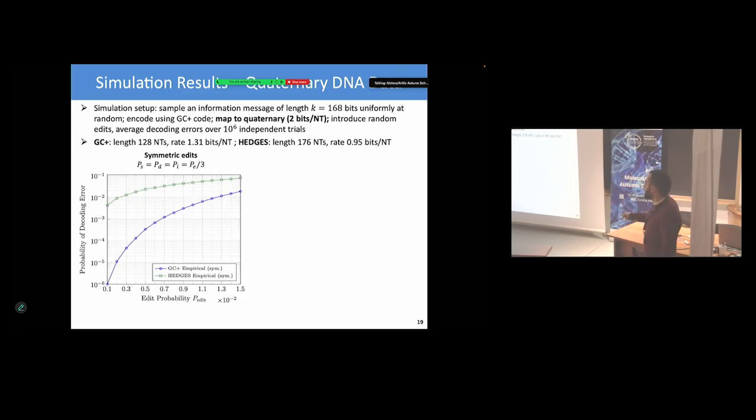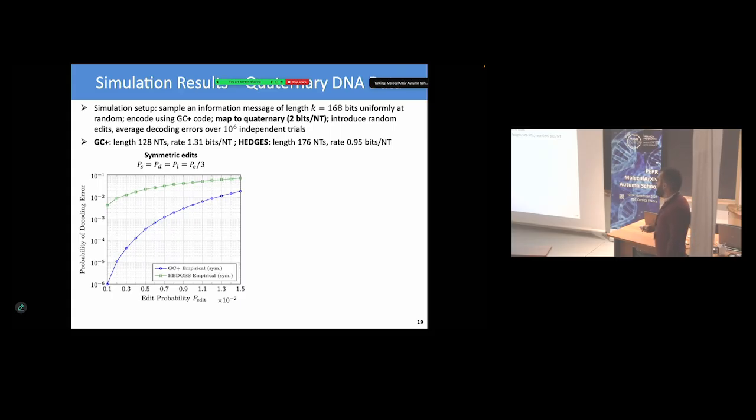So in comparison, the first case is for symmetric edits. This is for theoretical purposes. I'm assuming that the probability of a substitution is equal to the probability of deletion, is equal to the probability of insertion. That's why it's symmetric edits. And we're increasing the edit probability and comparing the probability of decoding error of the 2 codes. And here you can see that this GC plus code outperforms the hedges by a significant amount.